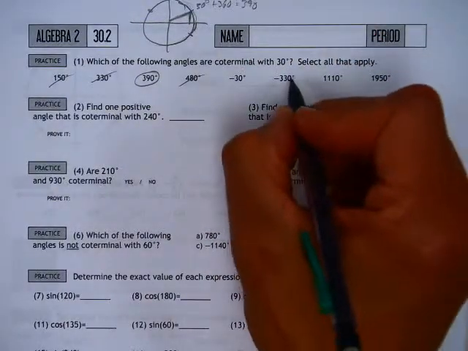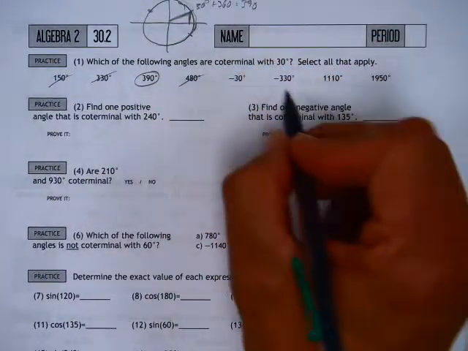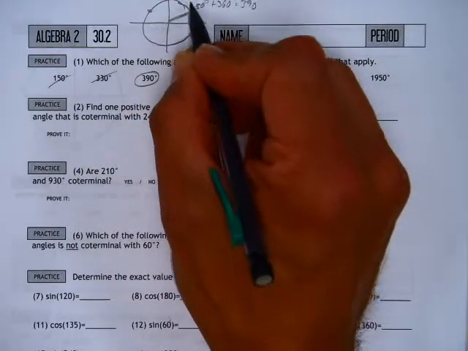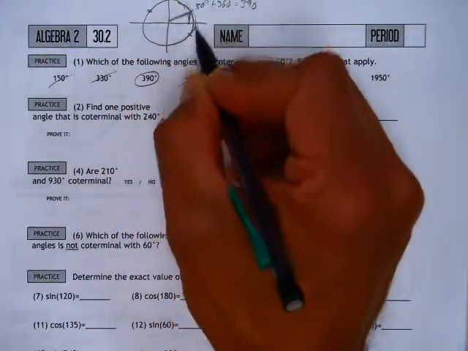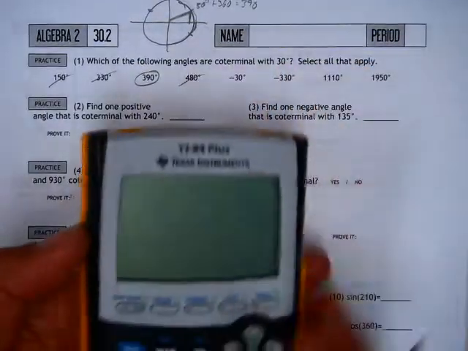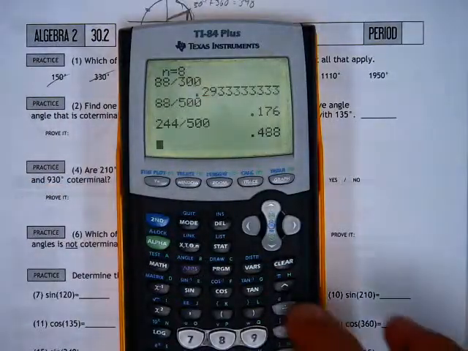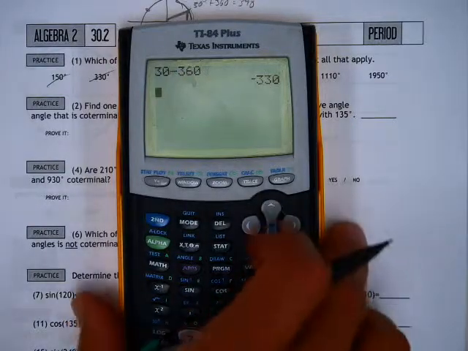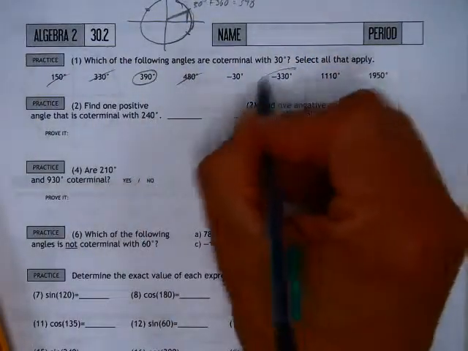So there are a couple different ways you can approach it. You can say, if I'm here at 30 and I want a coterminal angle, instead of going forward 360, I could just go backward 360. So if I take 30 and I subtract 360, it gives me negative 330, which is in fact that angle.